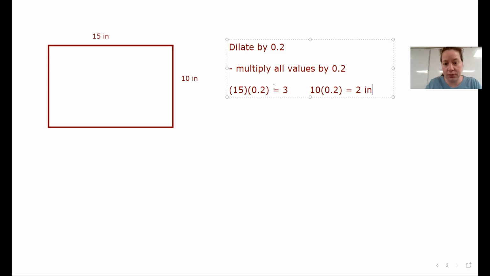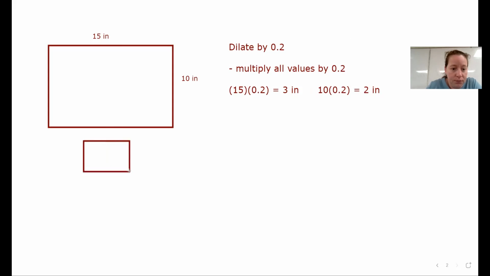And these are both going to be inches. Sorry, I need to put in my inches there. So my new shape looks like this. And it is 3 inches by 2 inches. This one, because it was a value less than 1, ended up dilating to a smaller one. So it ended up being a reduction for our dilation.